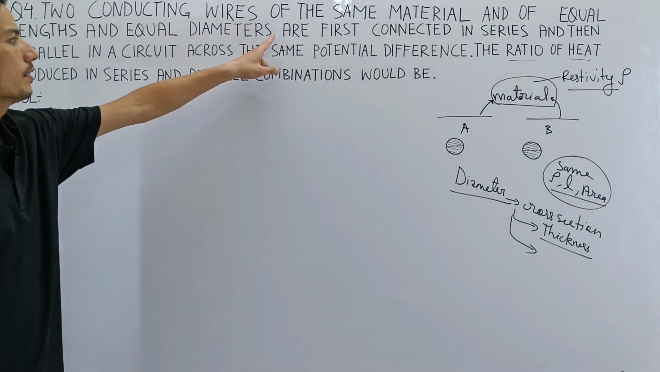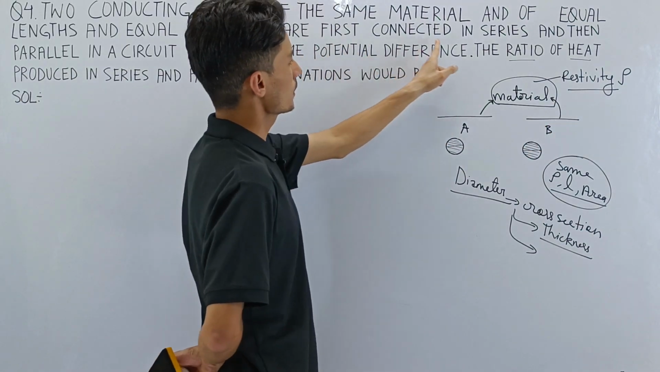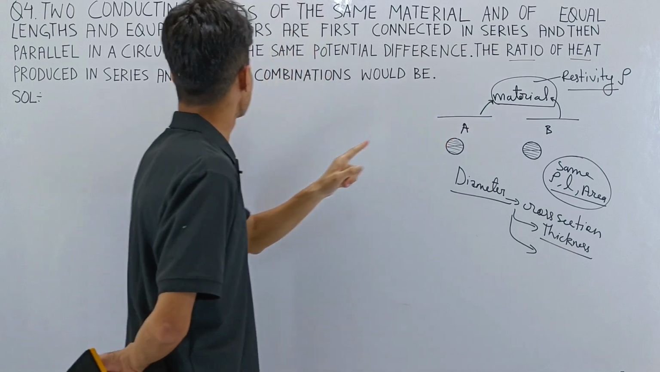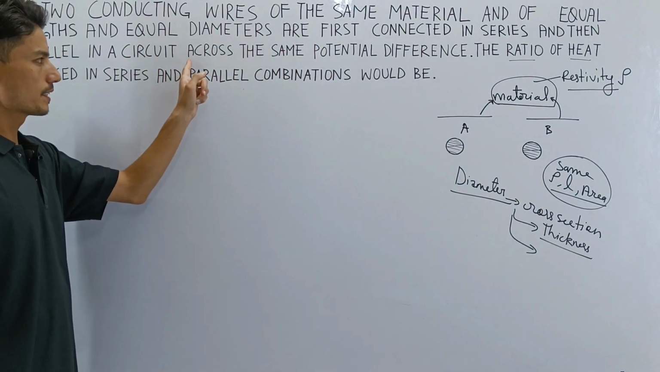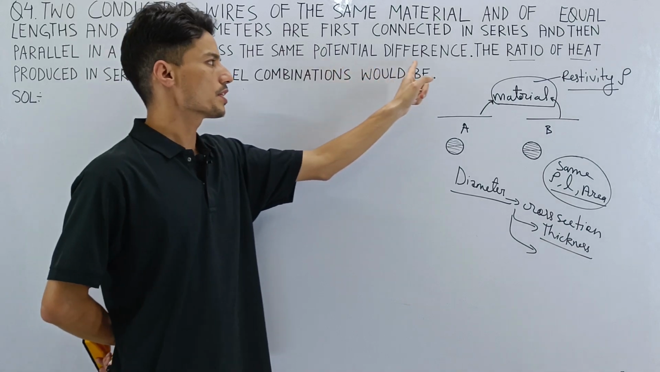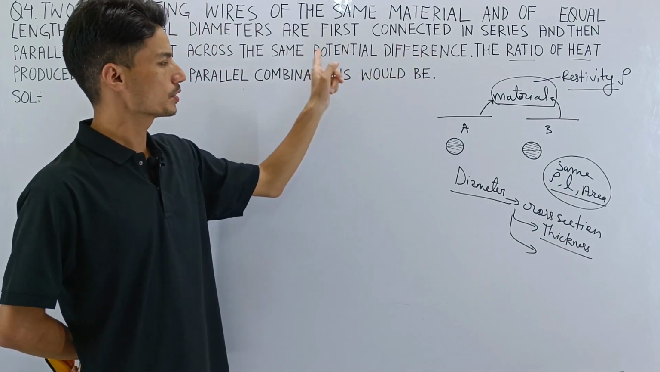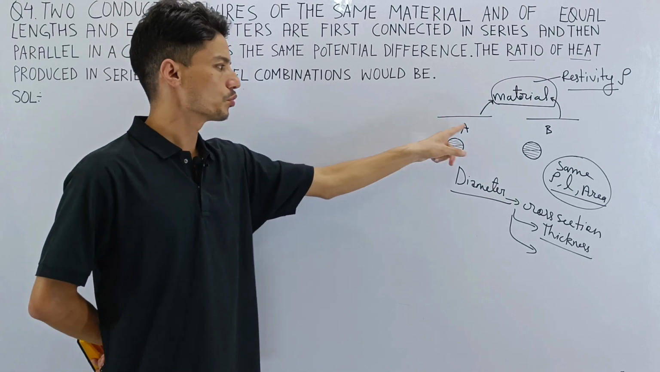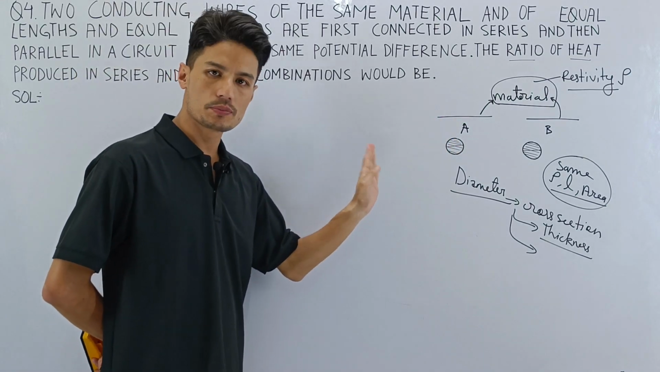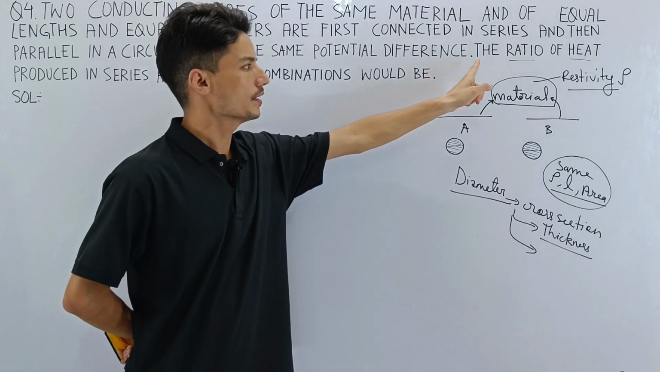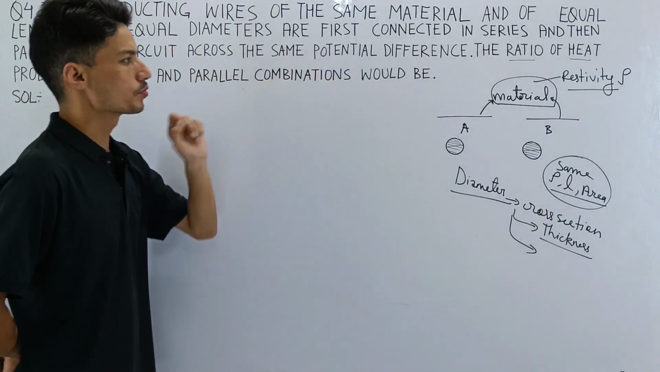Then we are till here. Now these two wires, wire A and B, are first connected in series, and then they are connected again in parallel in a circuit across the same potential difference. This we will do later when we draw the diagram. So the potential difference across which the two wires will be connected in series as well as in parallel will be same. Then the ratio of heat produced in series and parallel combination will be.